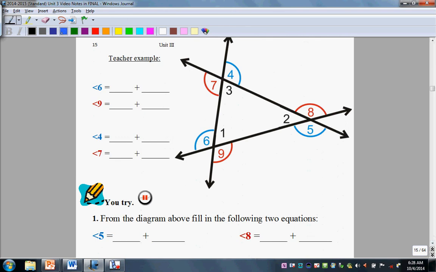Let's use this as an illustration. For example, here's angle 6. Angle 6 is an exterior angle. Its remote interior angles, so remote far away but still inside the triangle, is going to be angles 3 and 2. So angle 6 is going to equal the sum of angles 3 and angle 2. Sweep angle 9. Angle 9 is also exterior, so you ask yourself what's far away but inside the triangle? Inside. And that's also angle 3 and angle 2.